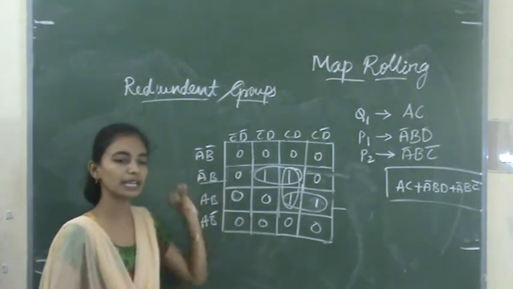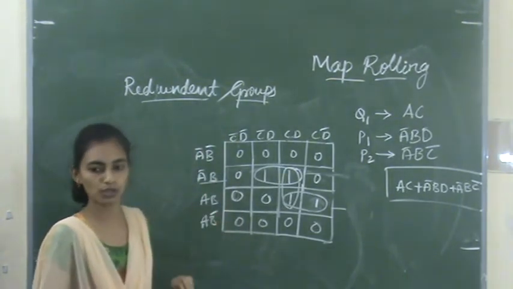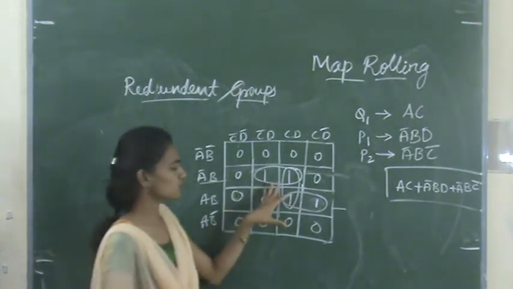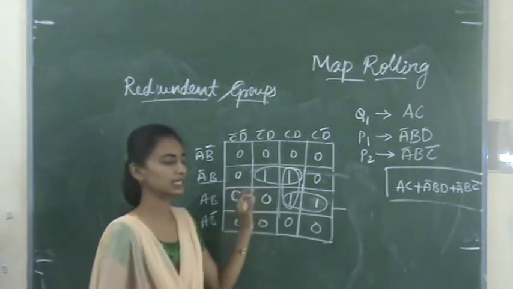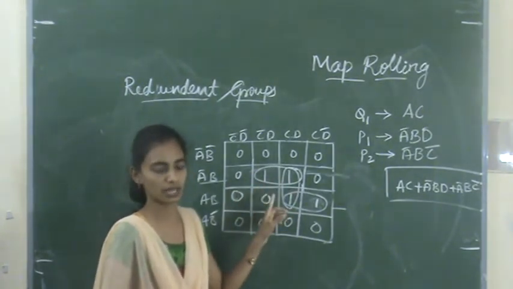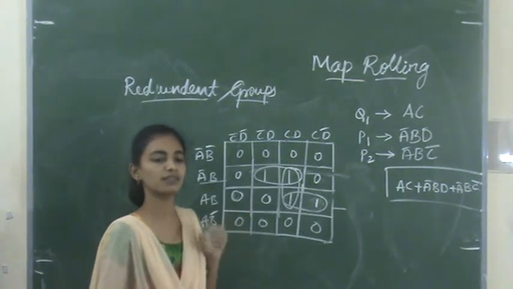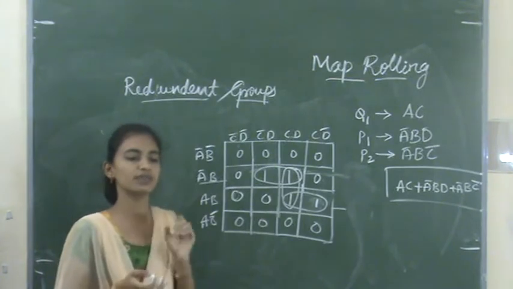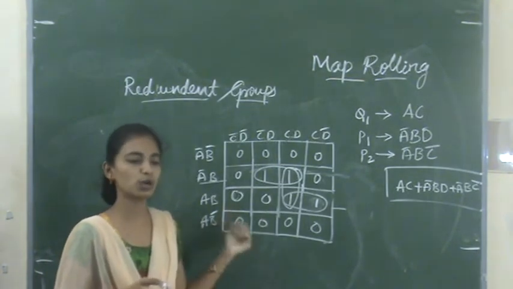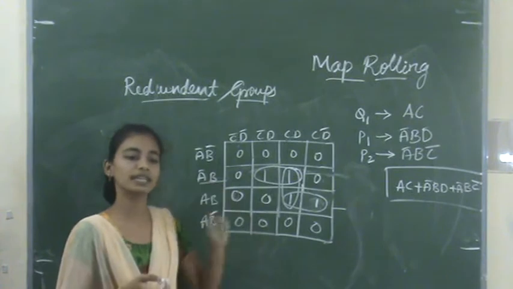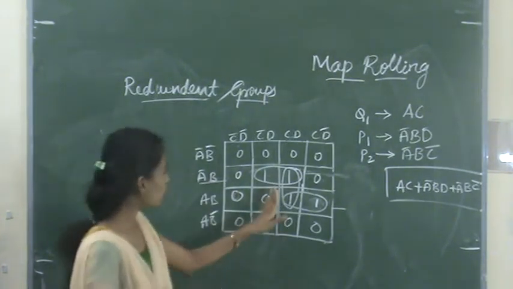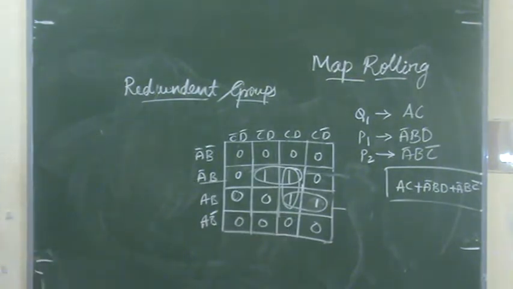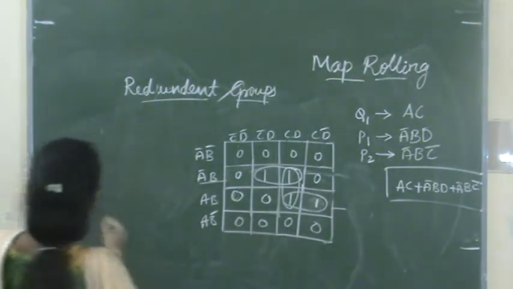So we have to eliminate these redundant groups. How to evaluate this redundant group means, we have to encircle only once. We cannot encircle the ones repeatedly. So we have to do that whenever there is a left out value. So how do we reduce this, how do we remove the redundant groups? See.